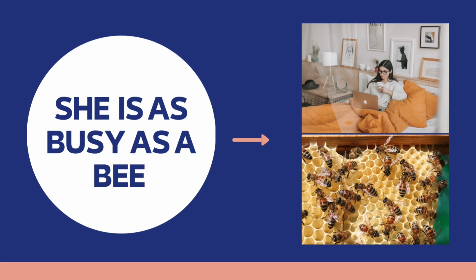Now the last one, she is as busy as a bee. Now here we compare a woman to a bee. Both are hardworking and active. She is as busy as a bee means she is always doing something, just like a bee that never rests.